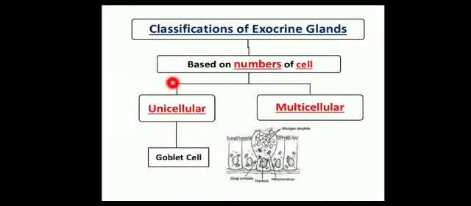If there is a single cell which is secreting the secretions, these are called unicellular glands, while other glands, for example, salivary glands, parotid, submandibular, sublingual, pancreas, these are all multicellular glands. Okay.